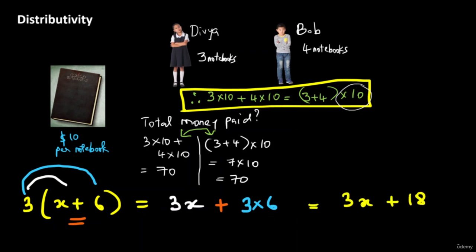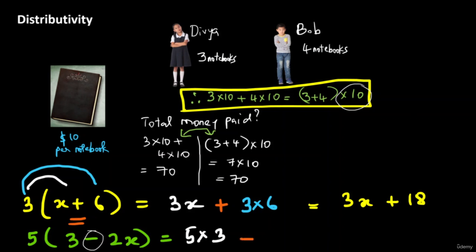Alright, let's take one more example. What about 5 into 3 minus 2x? Let's give into 5 to 3. So that would be 5 into 3. And over here we have a negative sign. So over here also I need a negative sign. And let's give into 5 to 2x. So that would be 5 into 2x. So this simplifies to 5 into 3, that's 15. Minus 10x, right? 5 into 2x is 10x.